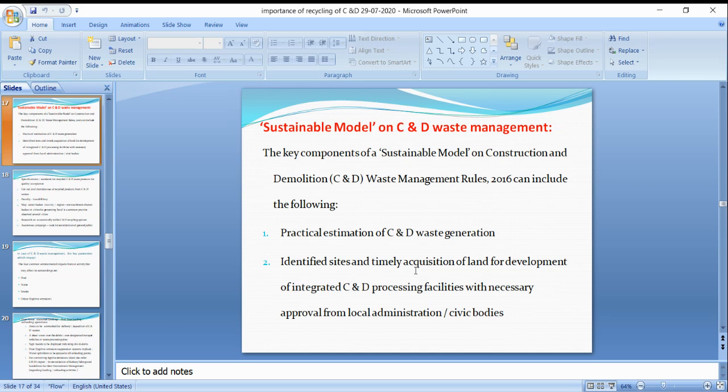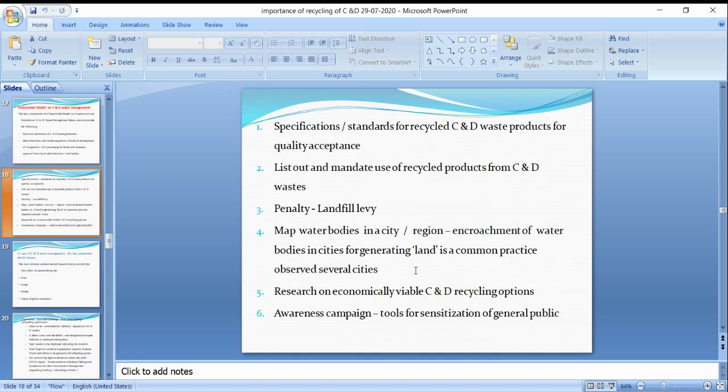CND means they have to adopt one site only, then they can do this recycling process. So for that they require land, and they have to get approval from the local administration. There should not be any land acquisition problems, so they have to get approval from there.